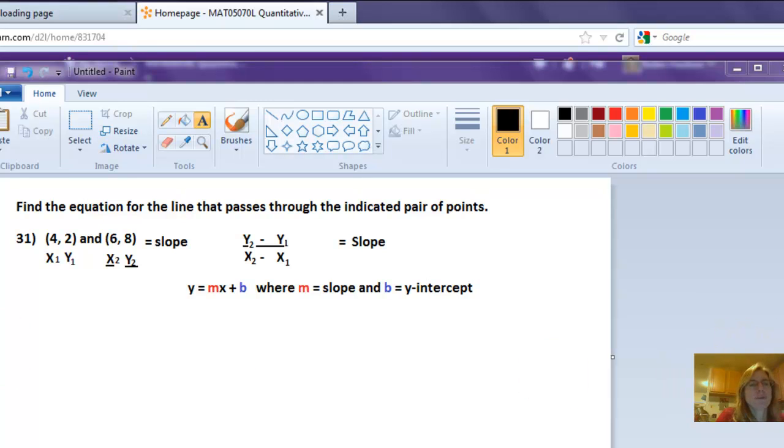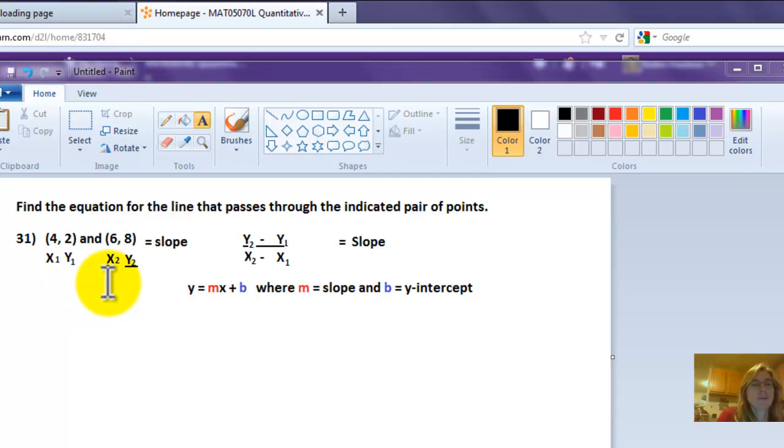Hi, this is problem 31 from test 3 review, where you have to use 2 points to find the equation for a line. The first thing you have to do is find the slope using the slope equation, y2 minus y1 over x2 minus x1.